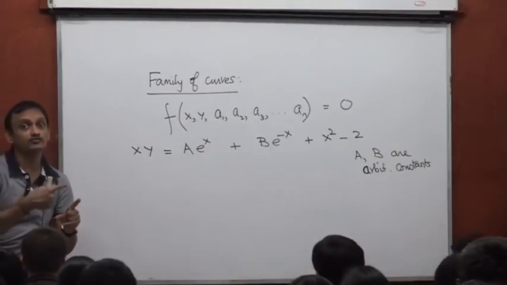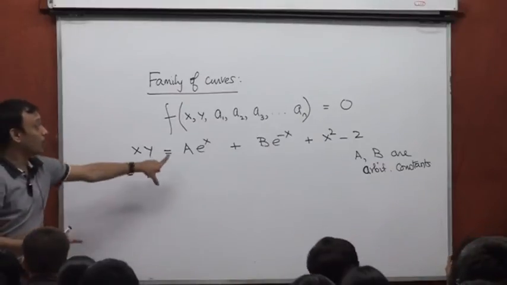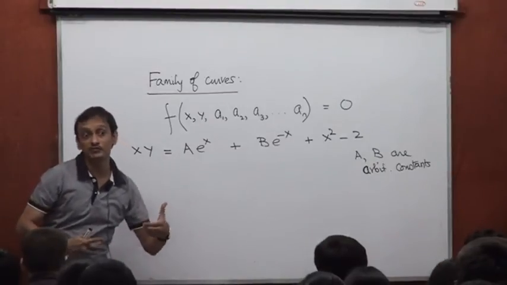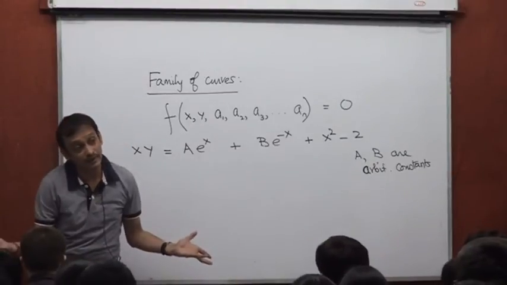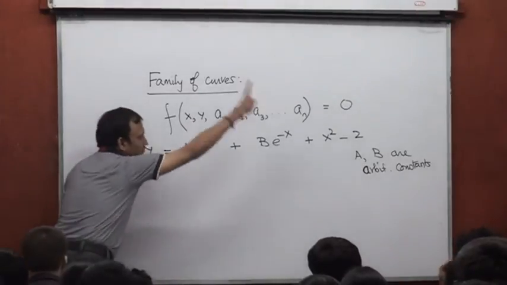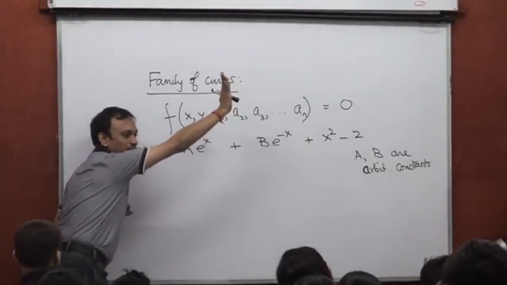Implying that I would have to in turn find a relationship that would not contain a and b, the arbitrary constants. If it does not contain a and b, it would be true for all members of the family, right? So what I do is, let me differentiate both sides with respect to x.